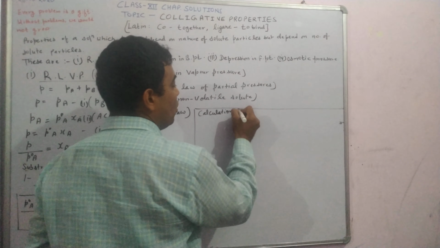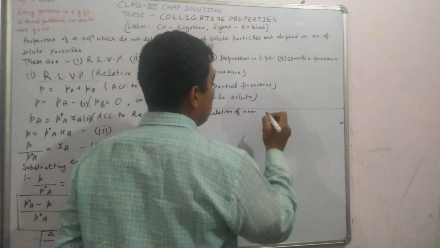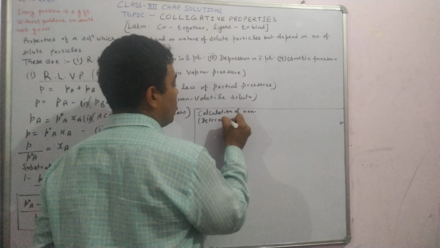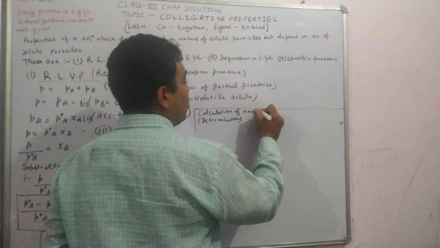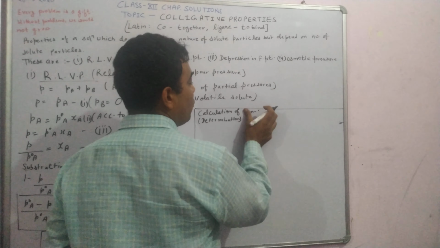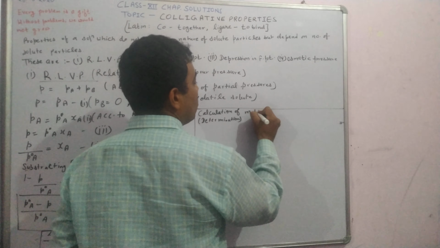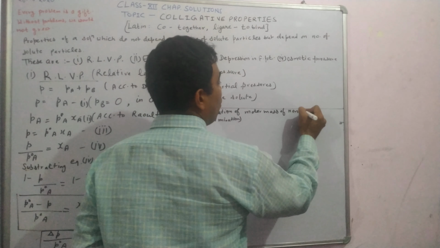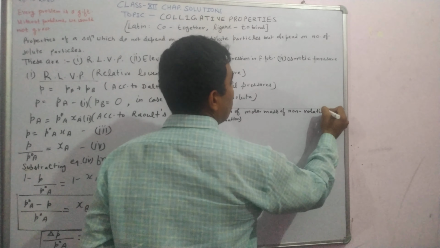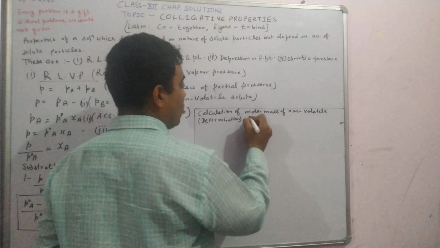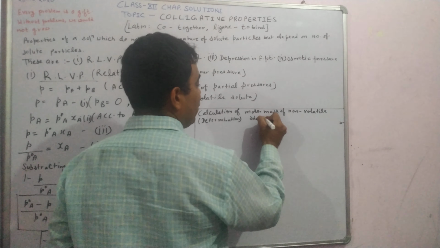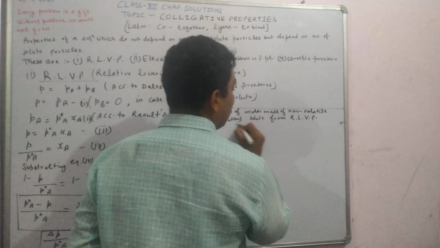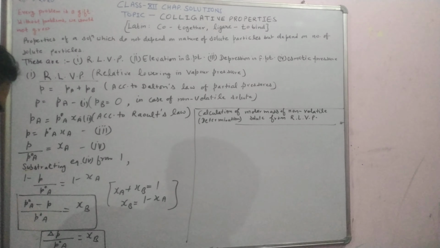Calculation or determination of molar mass of non-volatile solute. From which equation? From RLVP, relative lowering in vapor pressure. So how can we calculate it?